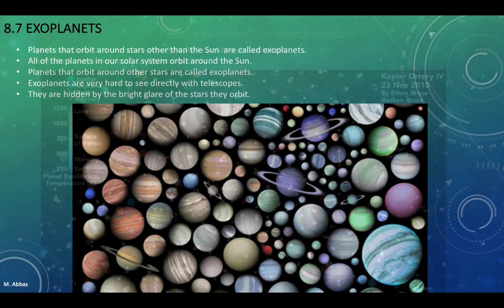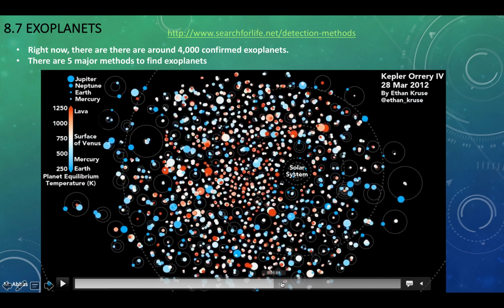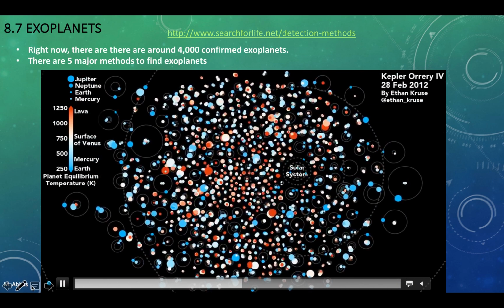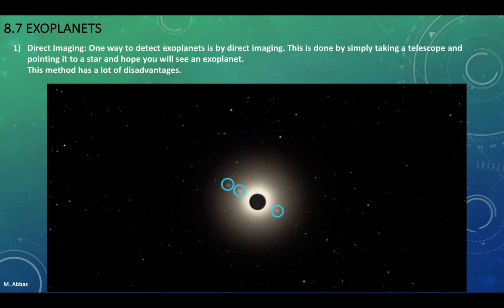So now let's talk about the methods that astronomers use to find those 4,000 planets, and hopefully more and more exoplanets in the future. The first method that I want to talk about is the simplest method. It's called direct imaging, and this is very simple. You put a telescope, you point it to a star, because you know that around stars you have planets, and you take an image. If you are lucky enough, you would be able to see a planet here, and another planet right there.